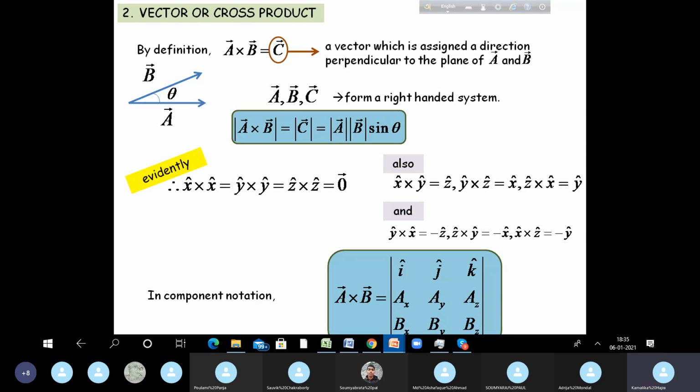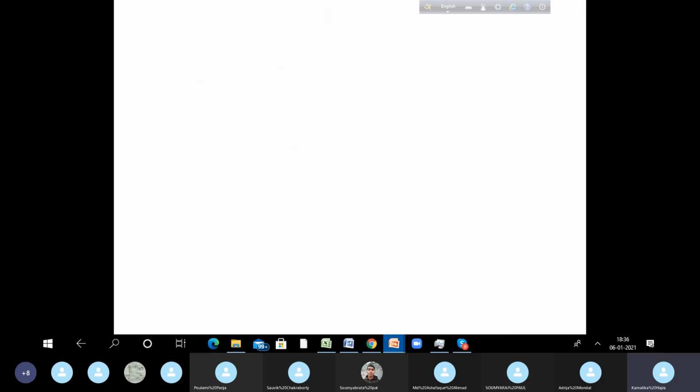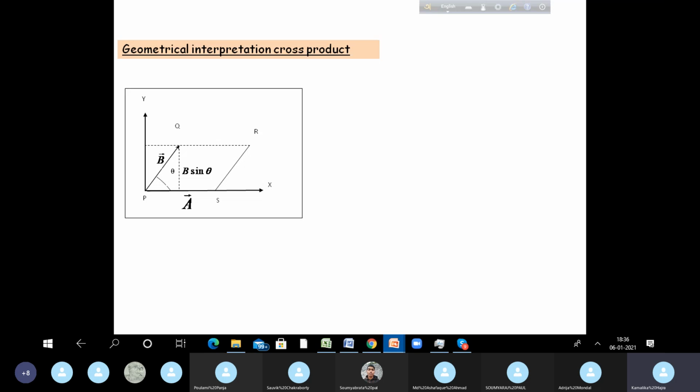Okay, so I gave you the three formulae of cross product. Next, let us discuss the geometrical interpretation of cross product. Just as I told you, the geometrical interpretation of dot product is the projection of one vector onto another. The geometrical interpretation of cross product is given when you follow this figure. In this figure we can see a parallelogram PQRS where the sides PQ and PS are formed by the vectors B and A respectively.